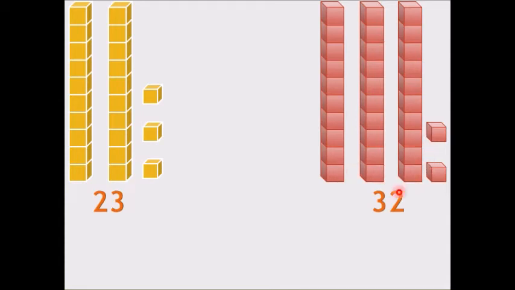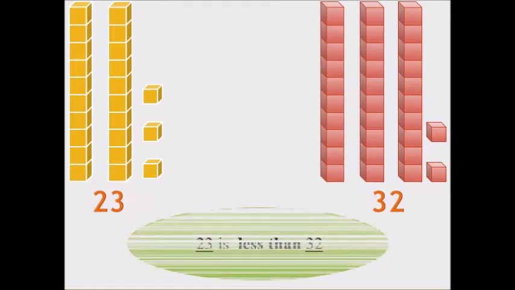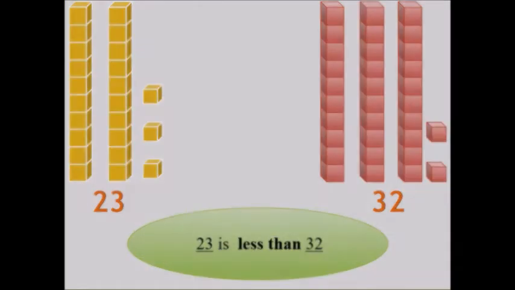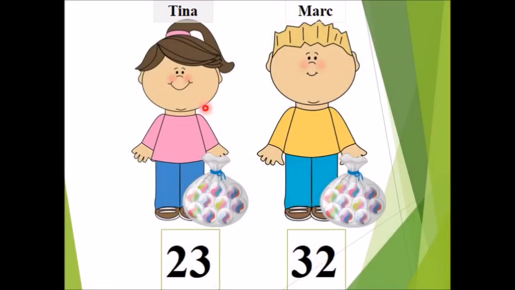The number with fewer tens is the smaller number. 2 tens is less than 3 tens. 23 has fewer tens than 32. So 23 is less than 32. We can show this using the is less than symbol. The symbol always points to the number that is less. Therefore, Tina is wrong. Tina has less marbles than Mark.